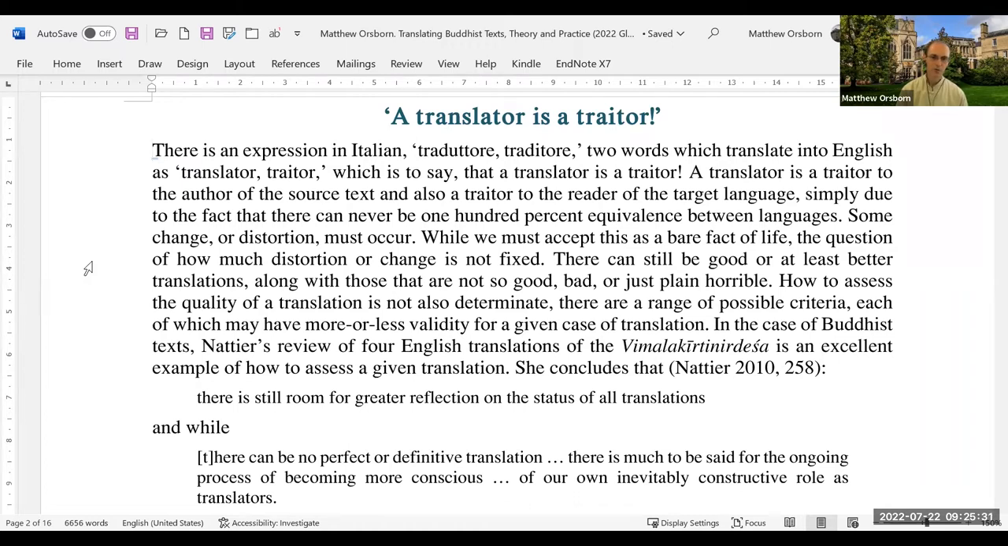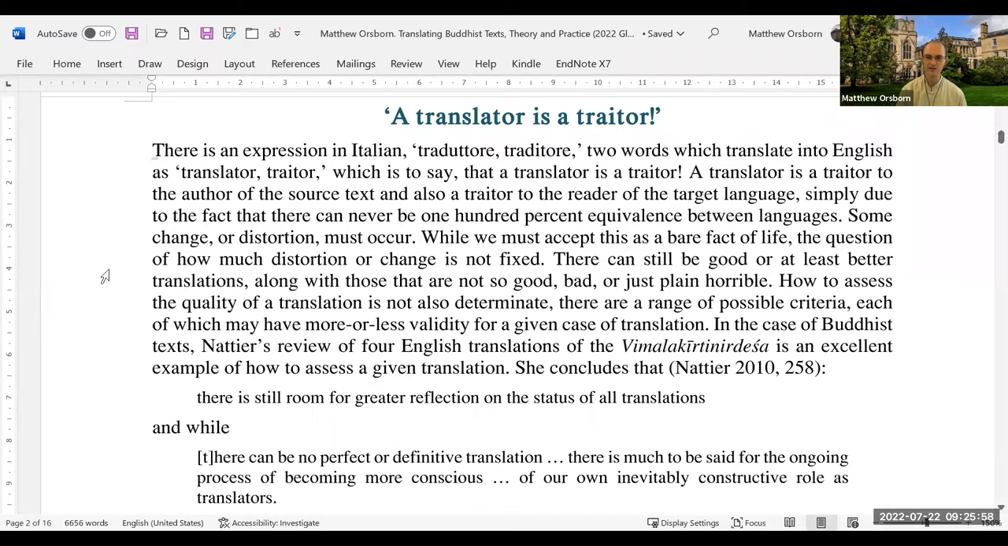While we must accept this as a bare fact of life, the question of how much distortion or change is not fixed. There can still be good or at least better translations, along with translations that are not so good, bad, or just plain horrible. Now, how to assess the quality of a translation is also not determinate. There are a range of possible criteria, each of which may have more or less validity for a given case of translation.